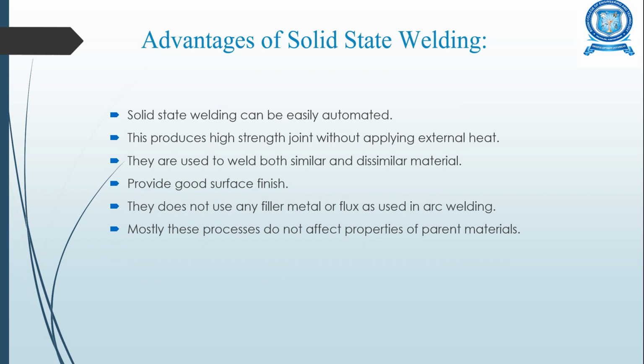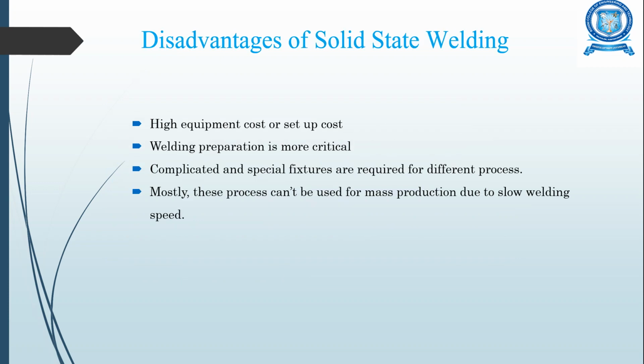The advantages of solid state welding: it is easily automated. It produces high strength joints without applying external heat, and can weld both similar and dissimilar materials. It gives good surface finish. No filler metals or flux are used, as they are in arc welding. And these types of welding do not affect the properties of the parent material.